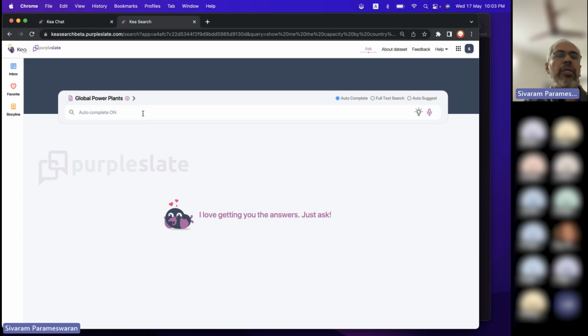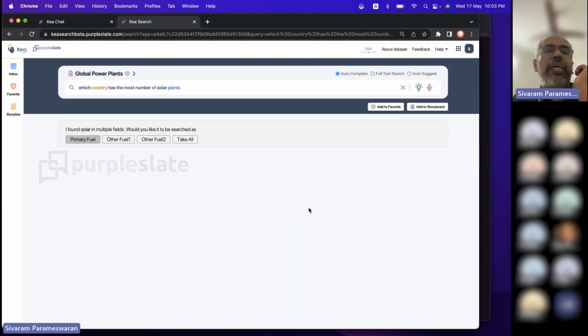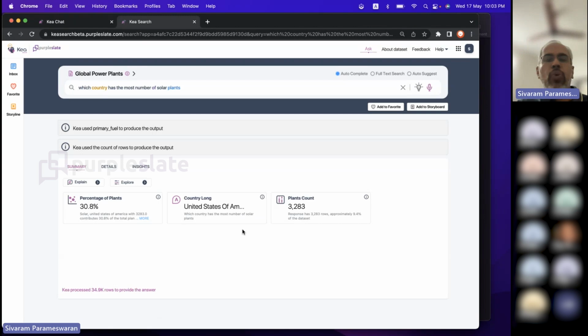You're not limited by anything. You can slice and dice it by any of the attributes which are available. For example, I can ask, which country has the most number of solar plants? It can provide the answer: United States. We just saw in another visual that 30% of the number of power plants, not by capacity, is solar.